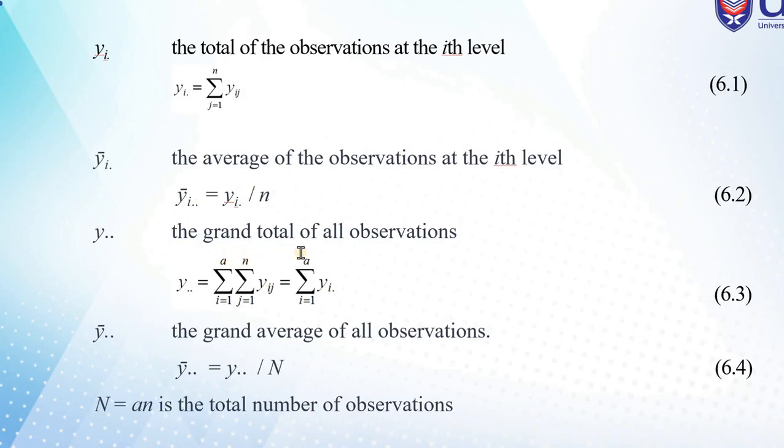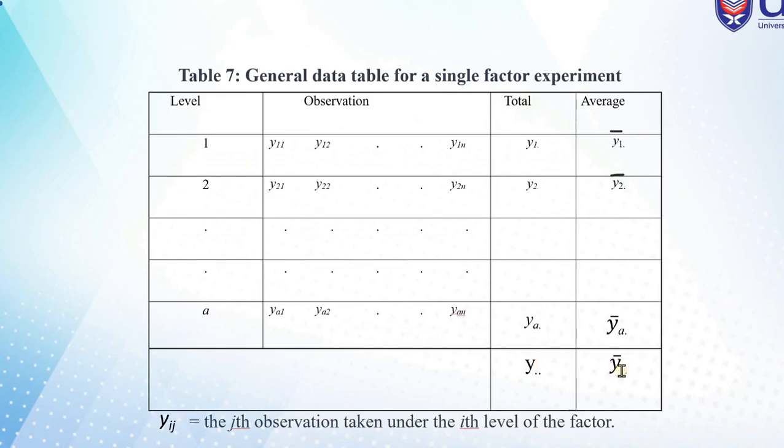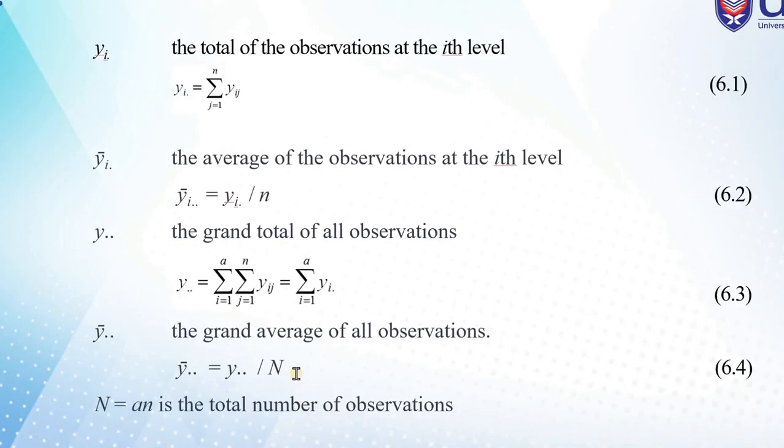And then we have the grand total of all observations, y dot dot, just now. And then we have the grand average of all observations. This is equal to the total divided by capital N, the total number of observations. So we average out all the observations in order to get this. N is the number of observations. Because it is a single factor, N is a multiplied by n, where a refers to the levels of the factor.